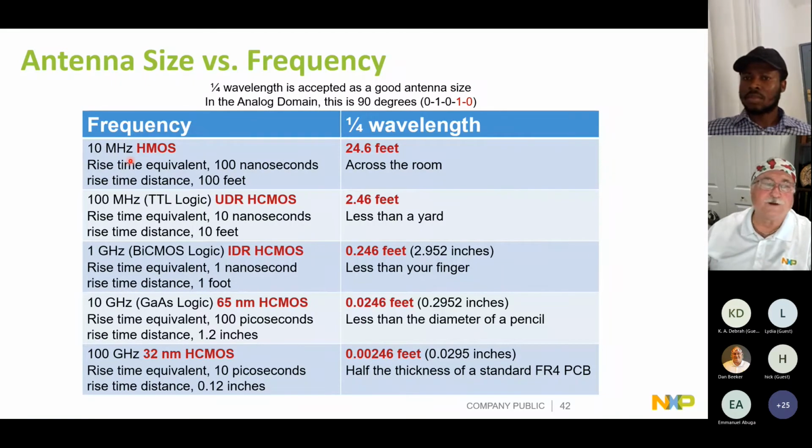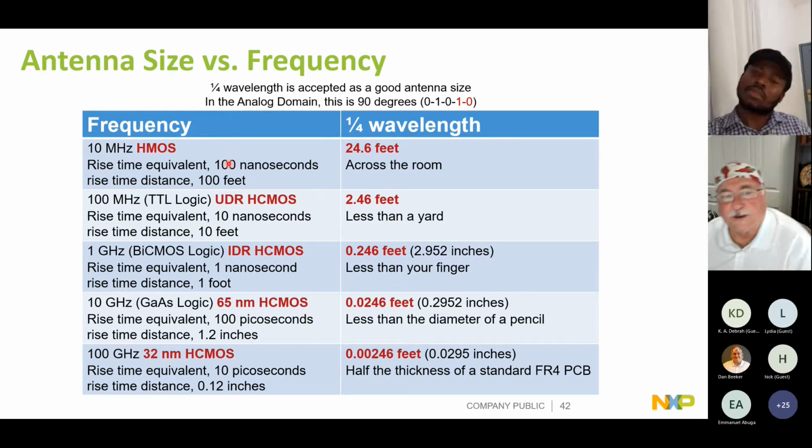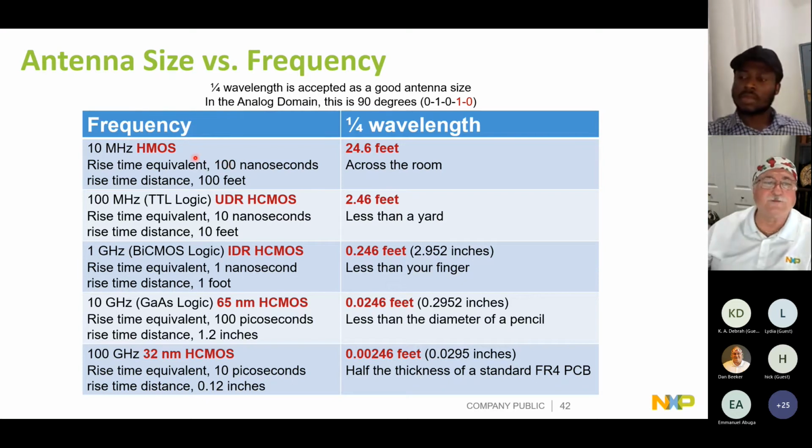When I moved from Phoenix, where I was working, into Detroit to the automotive world, we were making a change from HMOS to HCMOS. And nobody seemed to have too much problem with HMOS. But you look at the antenna required, it's 26 feet. Unless you're working on a tractor trailer truck, a train, a bus, or a boat, a ship, you don't have anything big enough to be a radiating antenna.